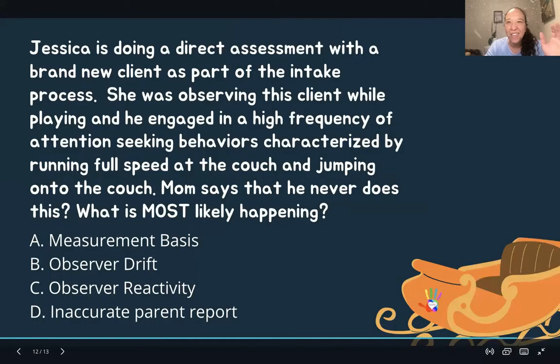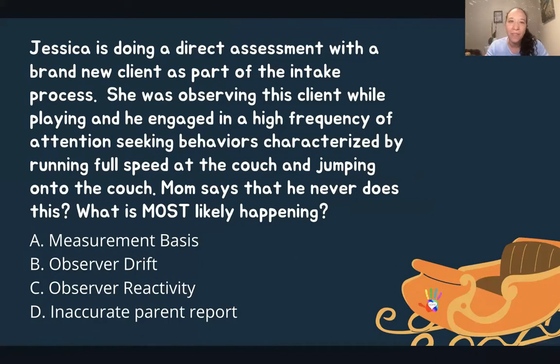Okay, guys, so if you get a mock question on your exam that has to do with observer reactivity, this is what it may look like. Jessica is doing a direct assessment with a brand new client as part of the intake process. She was observing this client while playing, and he engaged in a high frequency of attention-seeking behaviors characterized by running full speed at the couch and jumping onto the couch. Mom says that he never does this. What is most likely happening?